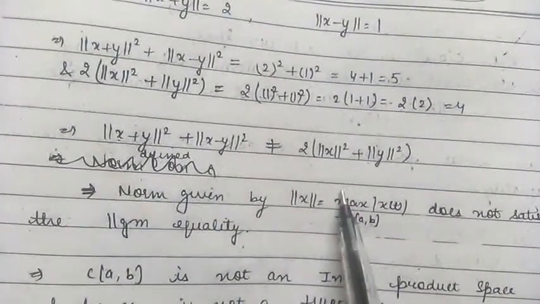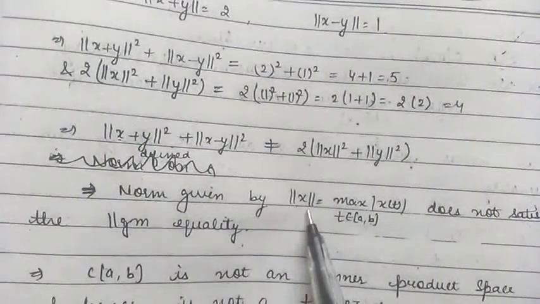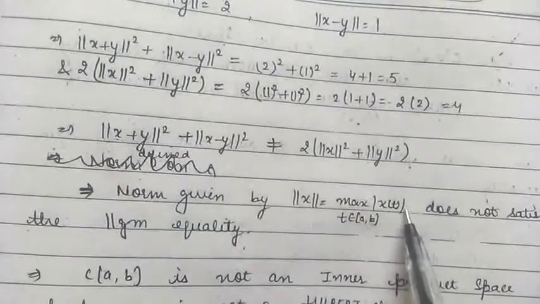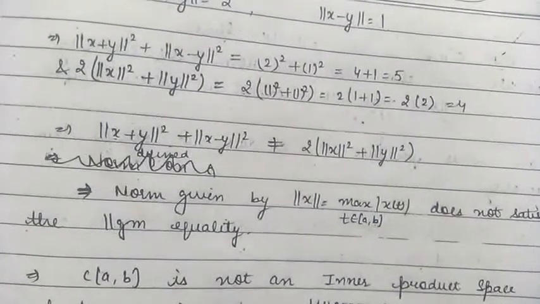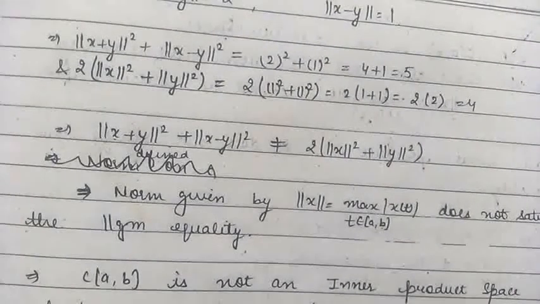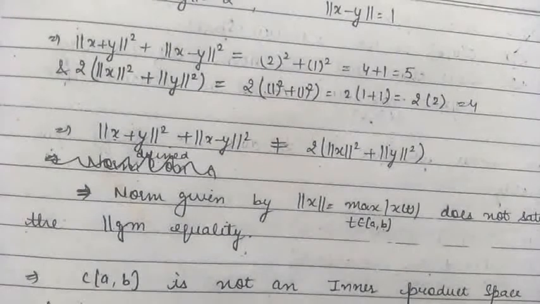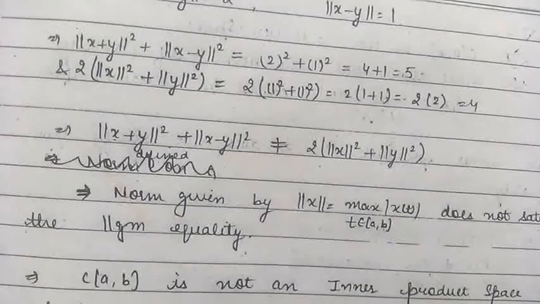Thus we can see that the norm defined by the norm of x equal to the maximum of mod of x does not satisfy the parallelogram equality. And if the parallelogram equality is not satisfied, the space is not an inner product space. And if a space is not an inner product space, then it cannot be a Hilbert space. So these were the examples of spaces which are not Hilbert spaces.